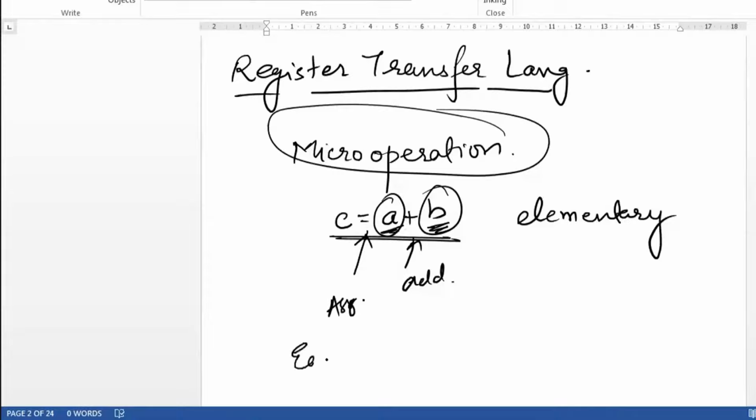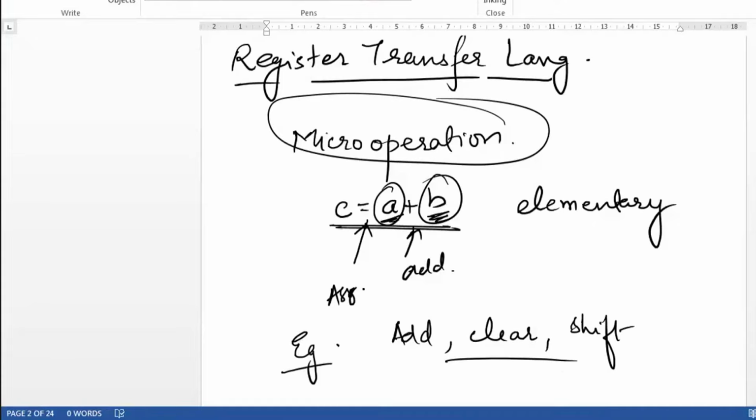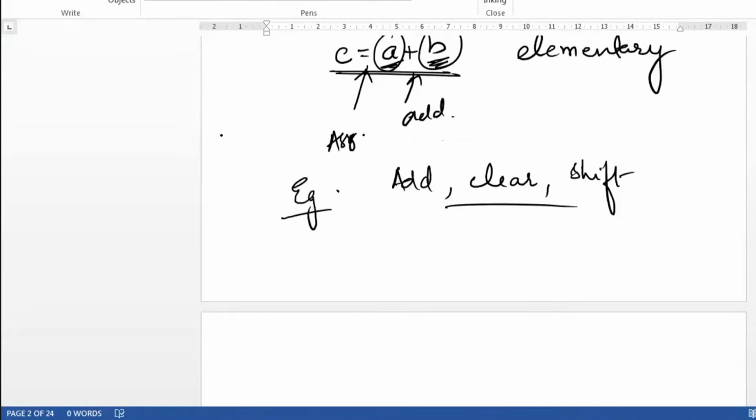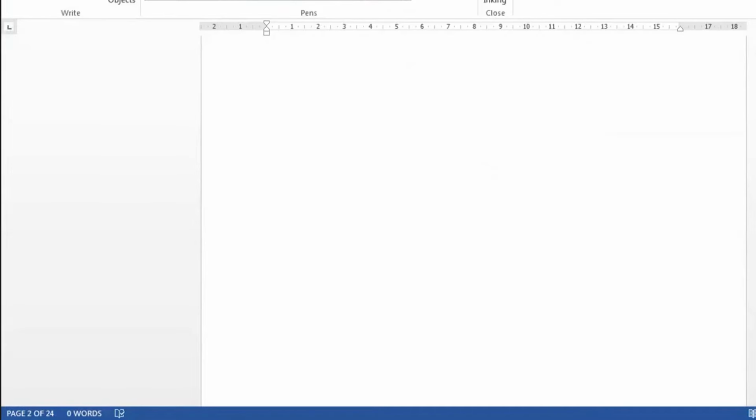There are examples of micro operation. We can, this add is in my example. You have clear operation, you will be clearing the register, whatever data is there in the register, clear. Okay, you have an operation called shift. So these are some examples of micro operations. We'll be studying the basic micro operation set in detail. But first of all, you should be knowing what is micro operation. Okay. Now, let us come back to RTL, that is Register Transfer Language.